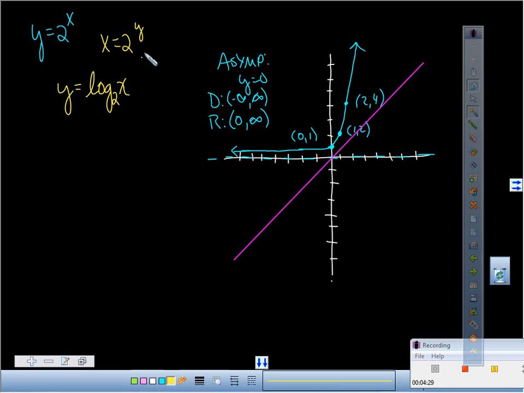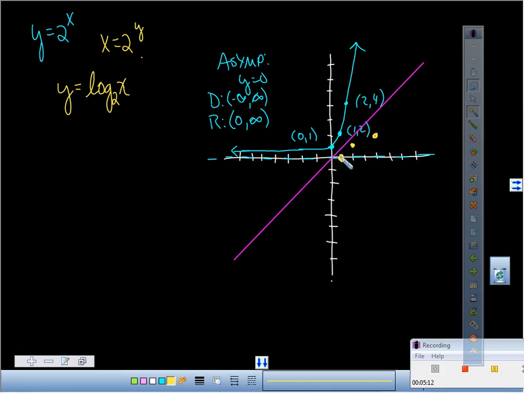Alright, so now I want to know what this graph looks like. Well, I know it's the inverse of this function right here. So essentially all it's doing is taking all these points and swapping them. You're switching the x's and the y's. So this point over here, instead of being 0, 1, is going to be 1, 0. And this point right here, instead of being 1, 2, is going to be 2, 1. And this point right here, instead of being 4, 2, is going to be 2, 4. Oh, sorry, I flipped it myself. 4, 2.